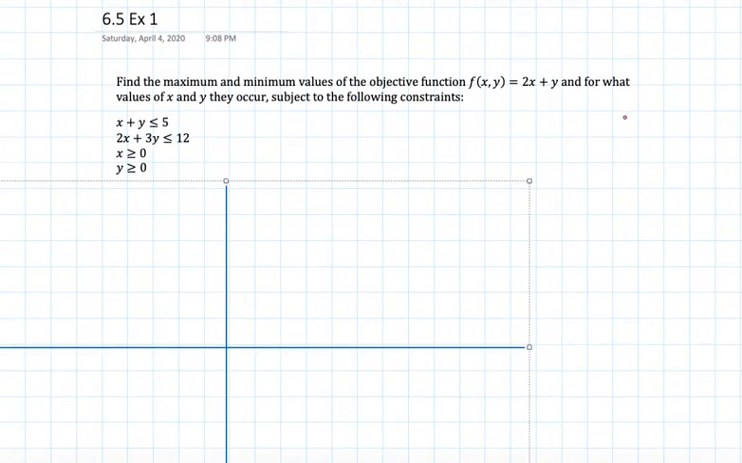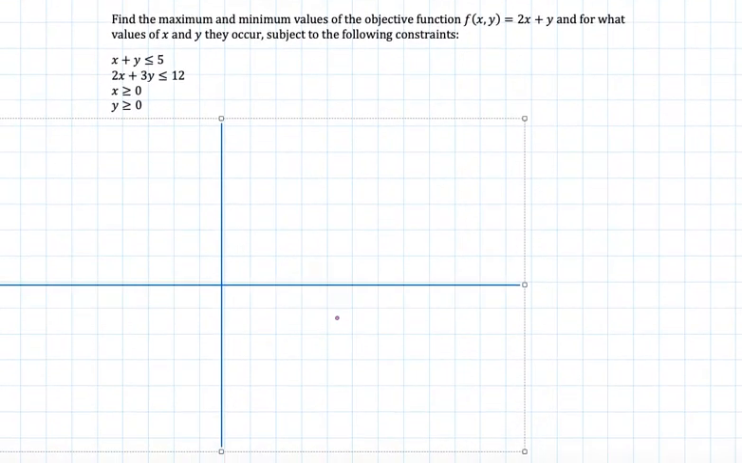So this example says, find the maximum and minimum values of the objective function, and we have that given right here, and for what values of x and y they occur, subject to the following constraints. So what we need to do is take these equations and graph them and find our feasible region. So you have to remember how to graph lines. That's all there is to it.